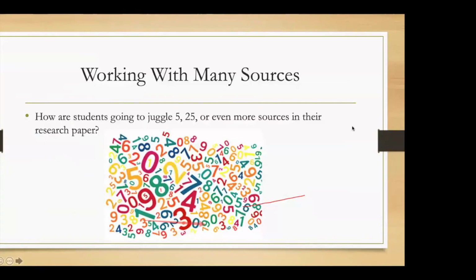Now, you might be working with 5 sources. You might be working with 25 sources. In my case, I'm working with well over 100 sources in my dissertation. That's a lot of sources. How are you possibly going to juggle all of them in your research paper?